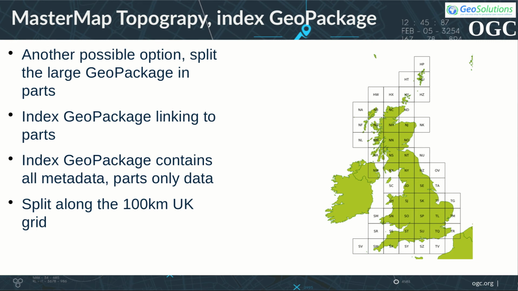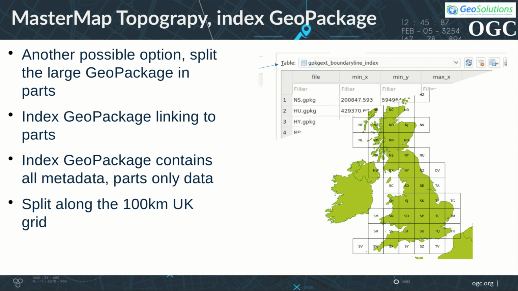We also explored a different approach to handle large GeoPackages, in particular partitioning. The large package has been split in smaller GeoPackages using the 100 km UK grid as a reference. An index GeoPackage has then been created, which contains all the metadata and links to the smaller parts. This helps the client, as it can quickly locate the packages needed to build a map, ignoring the others.